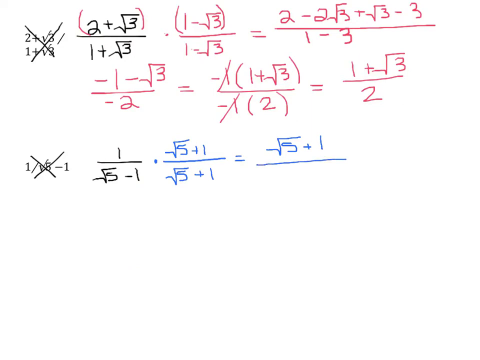My denominator, a is 1, so that's 1 squared times 5 is 5. And then I've got 1 squared times 1 is 1. So I have the square root of 5 plus 1 over 4. That's my final solution.